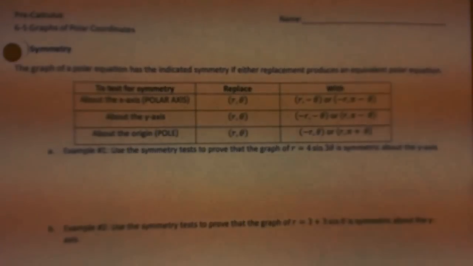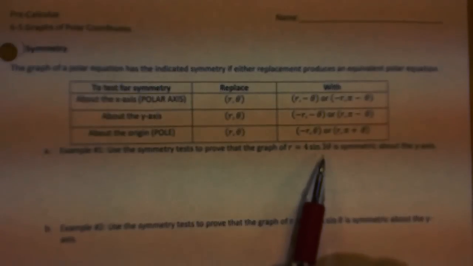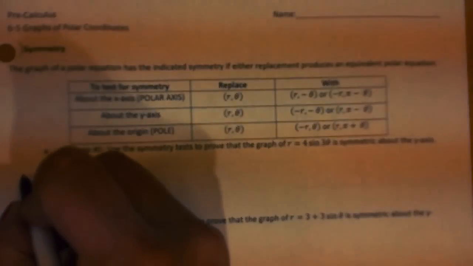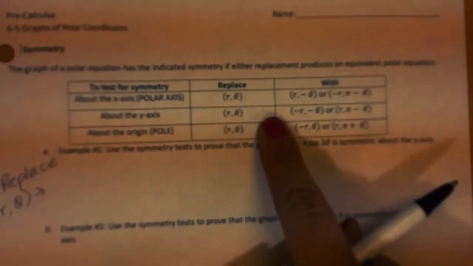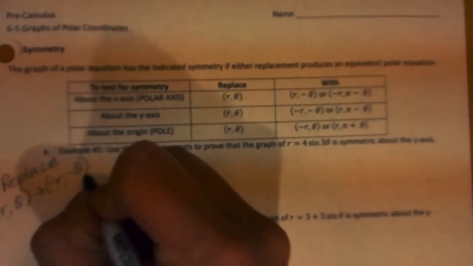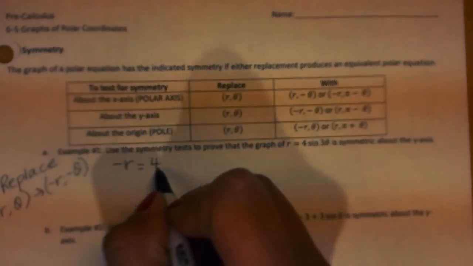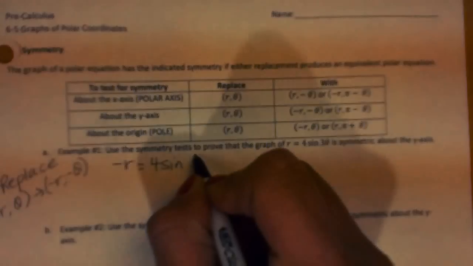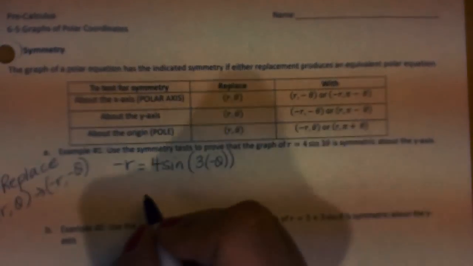In this first example, it says use the symmetry test to prove that the graph of r equals 4 sine of 3 theta is symmetric about the y-axis. Okay, so what we're going to do is replace r, theta with, if we go to the y-axis, negative r, negative theta. Okay, so we're going to plug this in here. So negative r equals 4 sine of 3 times negative theta. Well, 3 times negative theta is negative 3 theta.